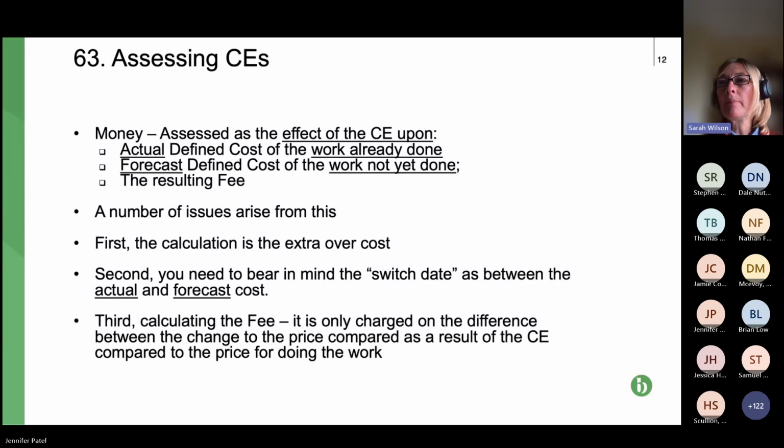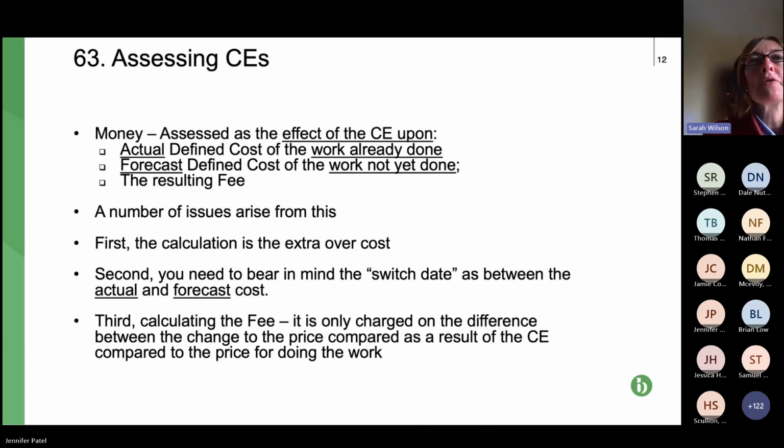Okay, so for assessing compensation events, first bullet point, in terms of the financial impact, the time is actually quite similar, but it's assessed as the effect of this that the CE has upon the actual defined cost of the work already done and the forecast defined cost of the work not yet done. Come back to that. Plus the resulting fee. So the fee is the fee percentage in the contract data part 2. So basically that's the overhead and profit and a few other bits and pieces.